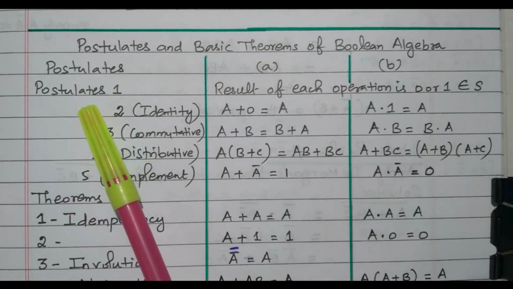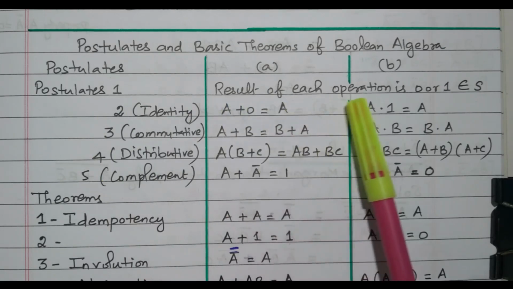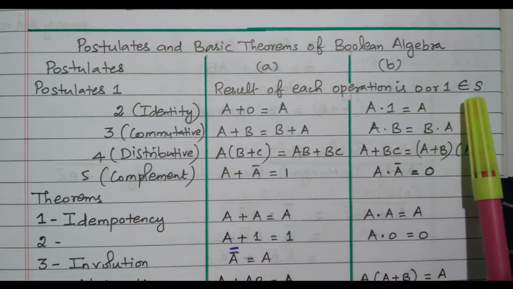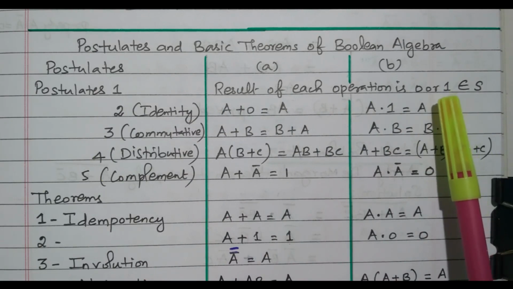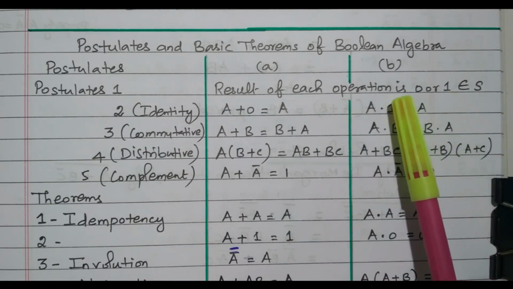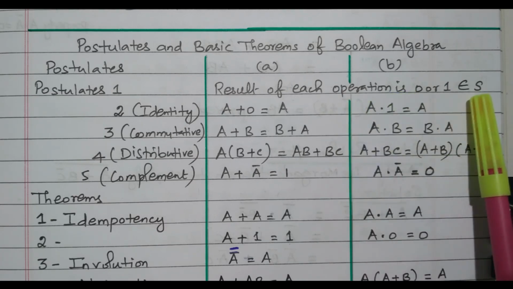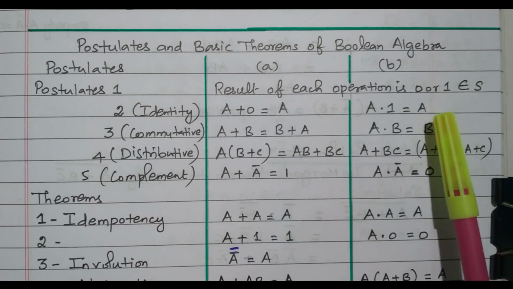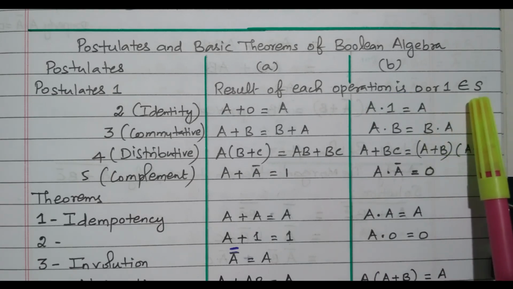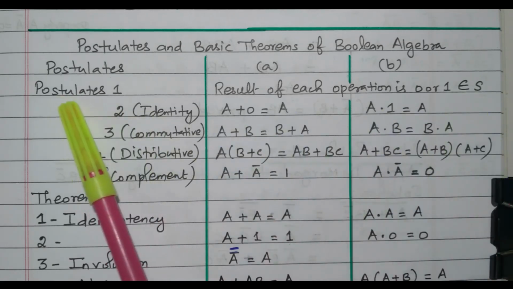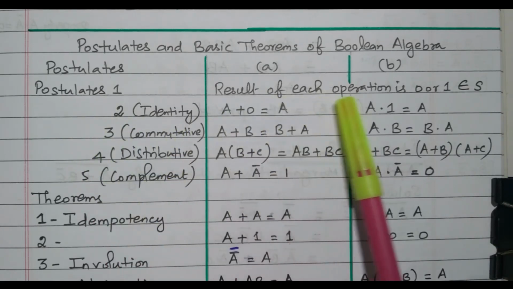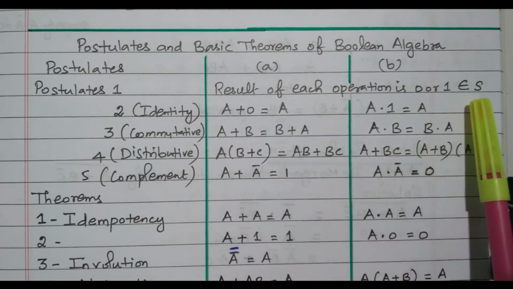Postulate 1. What is postulate 1? The result of each operation is 0 or 1 that belongs to S. Suppose we perform an operation on two variables A and B: C equals A plus B. If A and B belong to S, then C also belongs to S. If the input variables belong to a certain set, the resultant variable C also belongs to S. That is given by the first postulate.